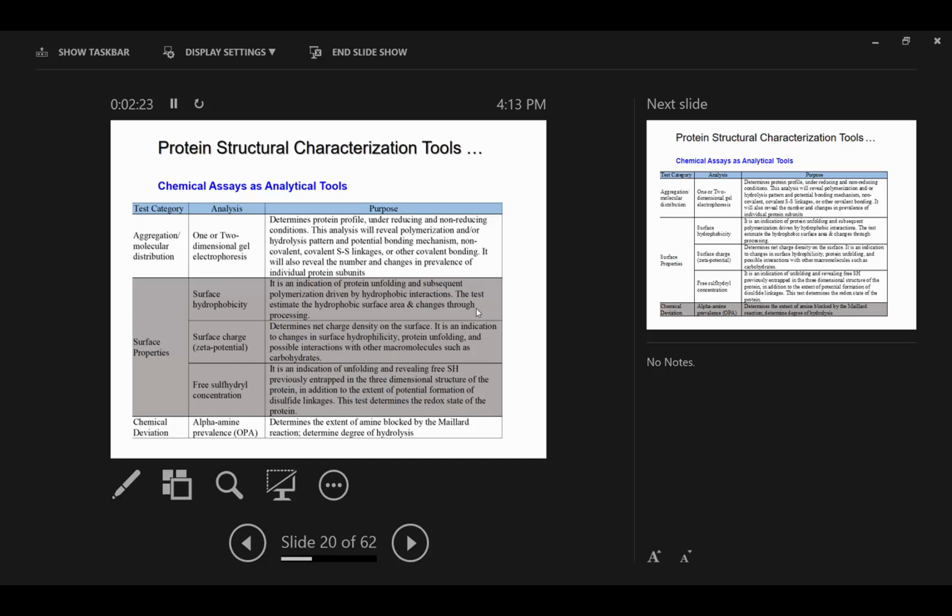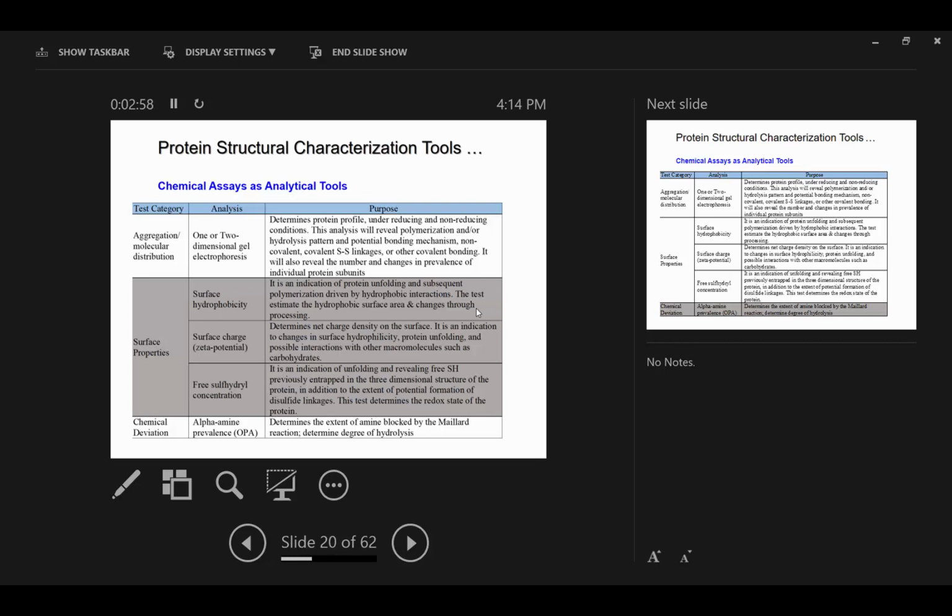Moving on to other chemical assays that we use to characterize the protein. One important one we do quite often in our lab, at least, or other labs working with proteins, is surface hydrophobicity. It's an indication of a change in the structure of the protein. So you start off as a native protein. Every protein has a certain surface hydrophobicity, but once the protein is denatured, it unfolds, the surface hydrophobicity increases.